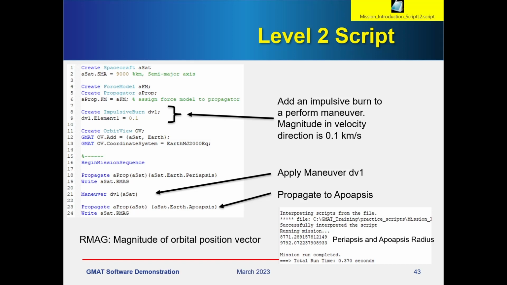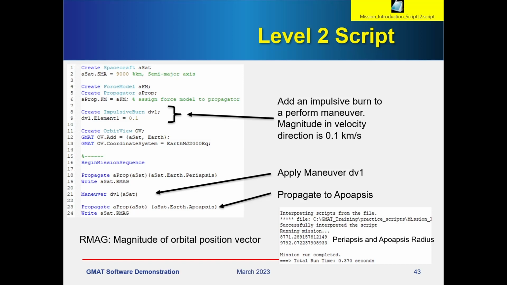In line 21, we use the maneuver command to apply our impulsive burn to our spacecraft ASAT. In line 23, we'll propagate ASAT to apoapsis, following similar syntax to line 18. In line 24, we'll ask GMAT to write the magnitude of the radius now that we are at apoapsis after having performed a 0.1 kilometer per second maneuver.